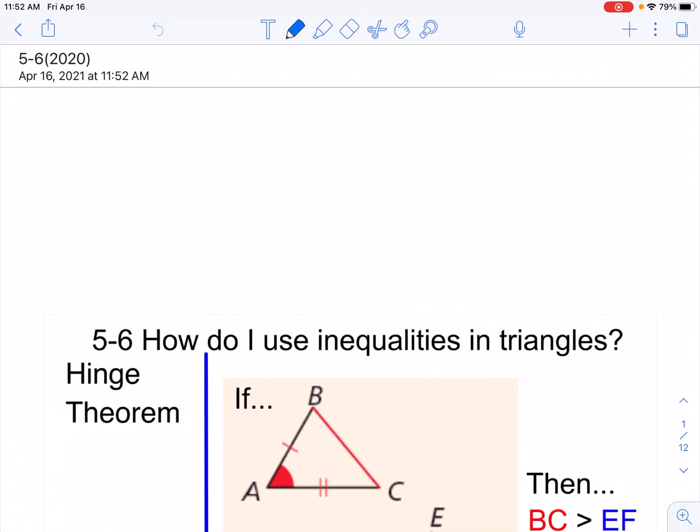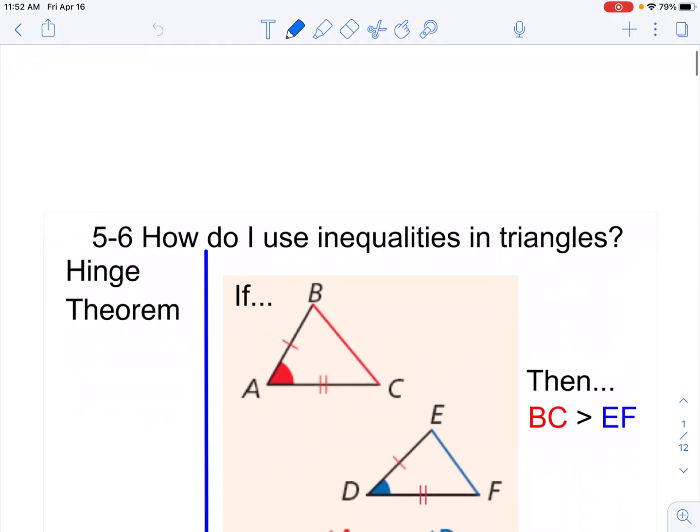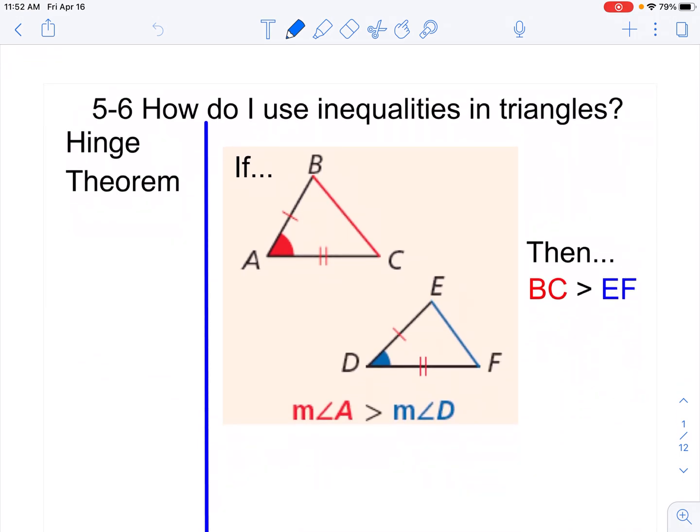All right, section 5-6. We're going to look at even more inequalities, and this time in two triangles instead of just one triangle. This theorem is called the hinge theorem. It says that if we have two sides of one triangle congruent to two sides of another, and we're comparing the angle in between the two sides, and we know the side across from that angle, then we can use the sides to compare the angles or the angles to compare the sides.